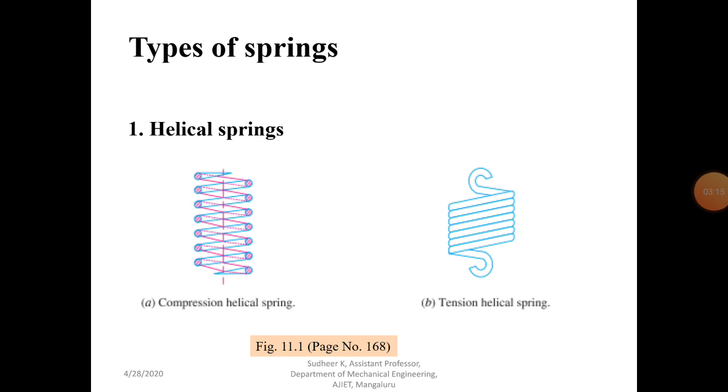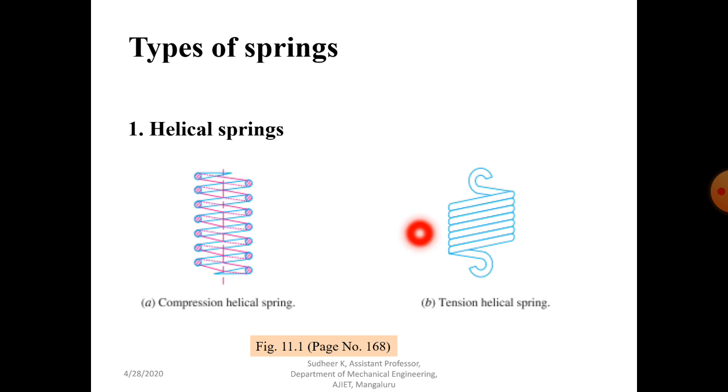Now coming to the next topic, that is types of springs. We have different types of springs according to their shape. The shape can be a helical coil of wire. The most popular type of spring is the helical spring. In helical springs there are two types. One is called the compression helical spring. The second one is called the tension helical spring.